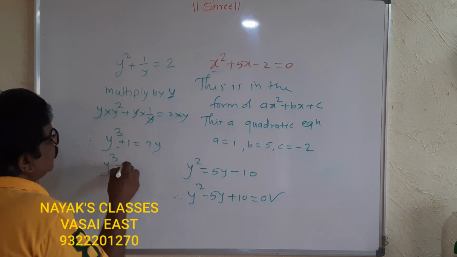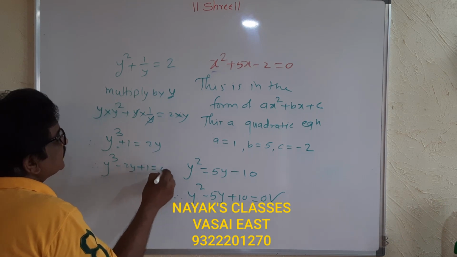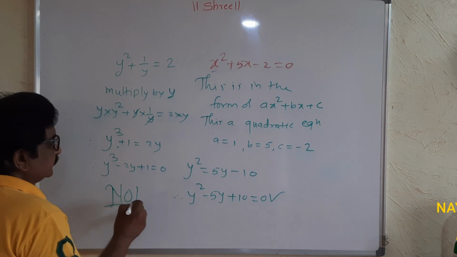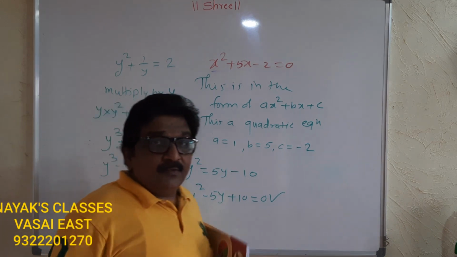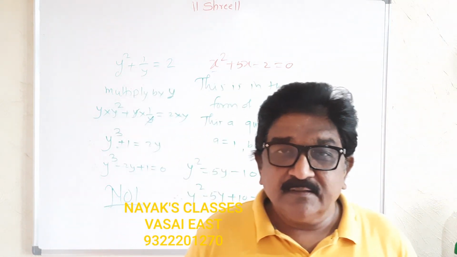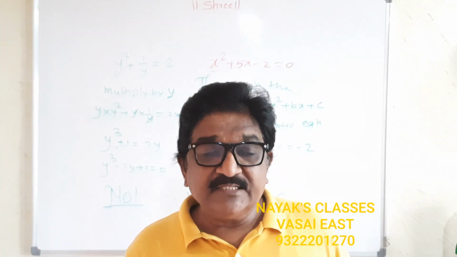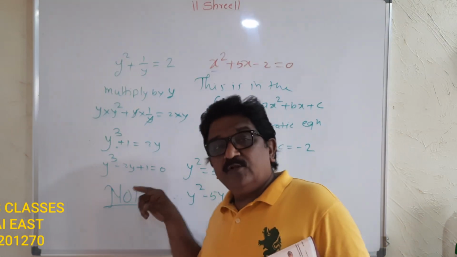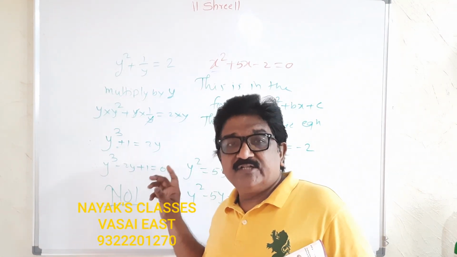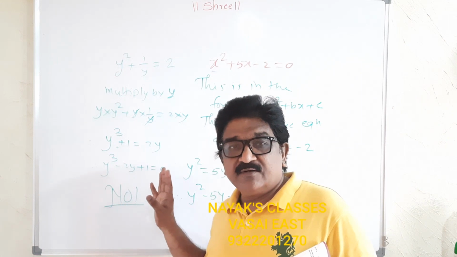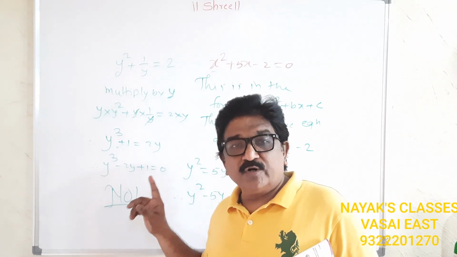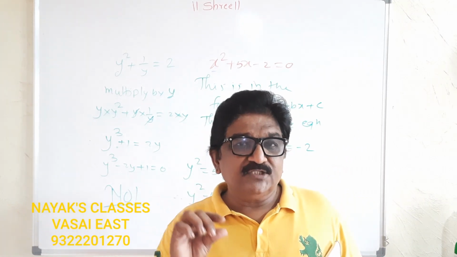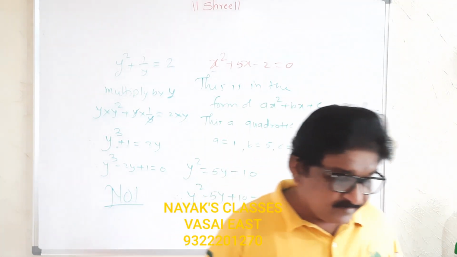Therefore, y cube minus 2y plus 1 is equal to 0. Why is it not a quadratic equation? The degree has changed to 3. The degree must not be more than 2 or less than 2. So this is the equation we got. It is not a quadratic equation. So you write there, the given equation is not a quadratic equation.